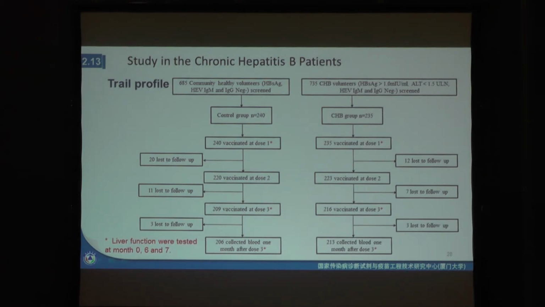The first is the control group, the healthy volunteers with negative HBsAg, negative HBc IgM and negative HBc IgG. And the chronic hepatitis B patients have positive HBsAg, and their ALT is less than 1.5 times the upper limit of normal, and they have negative HBc IgM and IgG. All of them received 3 doses of Hecolin. And they were analyzed for liver function at month 0, before the first dose, at month 6, before the third dose, and at month 7, 1 month after the third dose, to analyze the impact of this vaccine on the liver function of these hepatitis B patients.